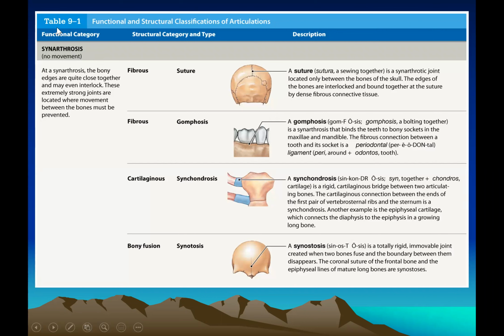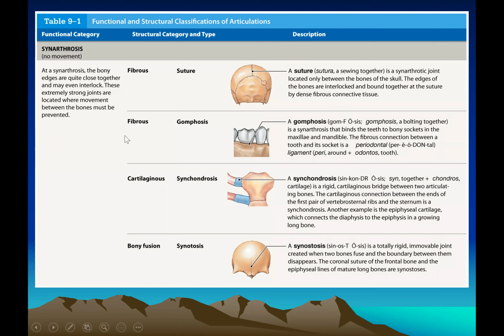So synarthrosis, meaning no movement. So two bones are coming together. A good example is the sutures that you'll find in your skull, cranium. They are held together, or it looks like somebody sewed it together, with fibrous connective tissue. So they are called sutures, dense fibrous connective tissue. It is not movable.